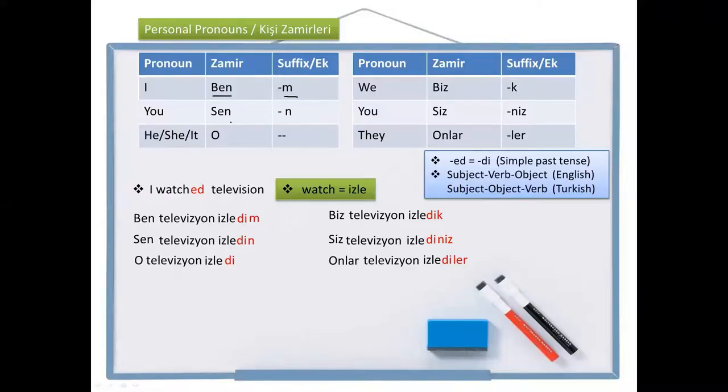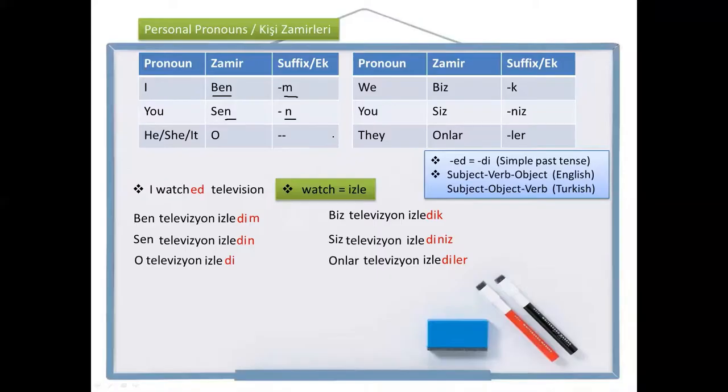If you look at the second one, sen, you can see that the last letter of this pronoun is n, and the suffix is the same. So whenever I use the pronoun sen, that means in the end of the sentence, I need to add this last letter to the end of the sentence as n. And the third one, o, doesn't have a suffix.